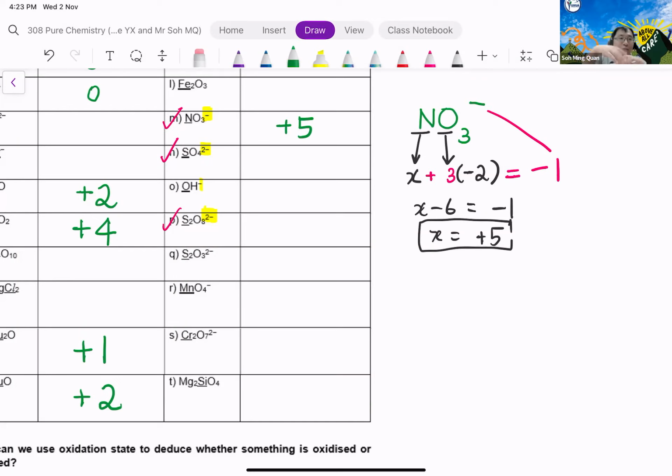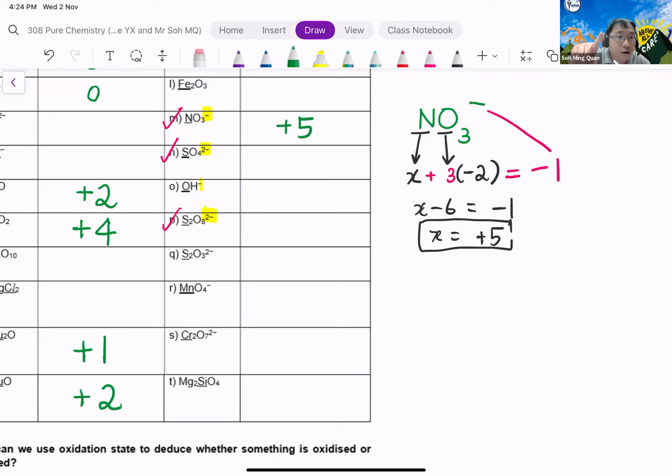Now at this juncture, most students are like, what? How can nitrogen be positive? Isn't it a non-metal? Yeah, but remember we said before, oxidation state is a concept that we invented for us to understand how redox works. We don't actually mean that nitrogen loses 5 electrons. It doesn't, right? But this is a convenient way to tell us that, oh, nitrogen is actually very highly oxidized.